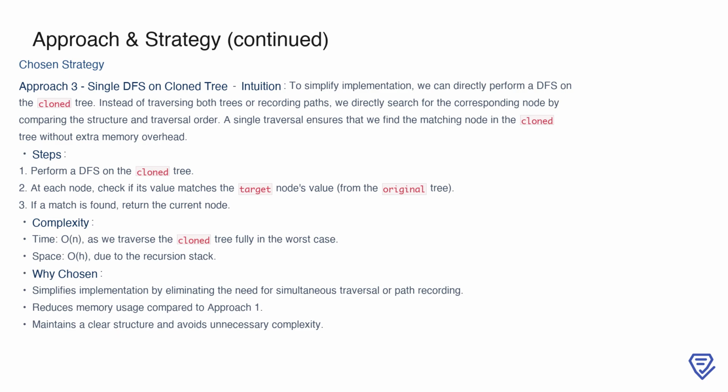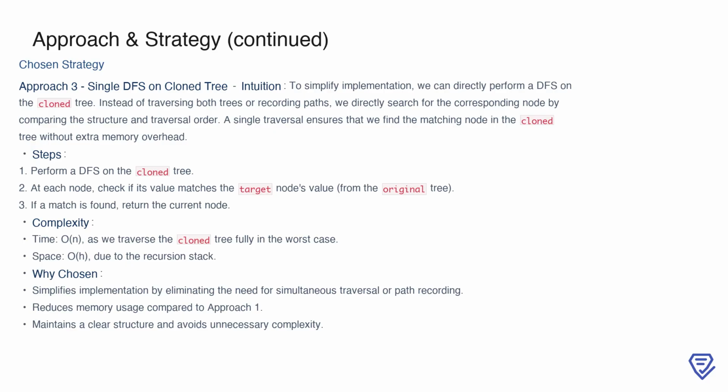Instead, we perform a depth-first search on the clone tree and compare each node's value with the target node's value from the original tree. Once we find a match, we return the current node from the clone tree. This approach is efficient and easy to implement, as it avoids the overhead of managing multiple trees or recording paths.